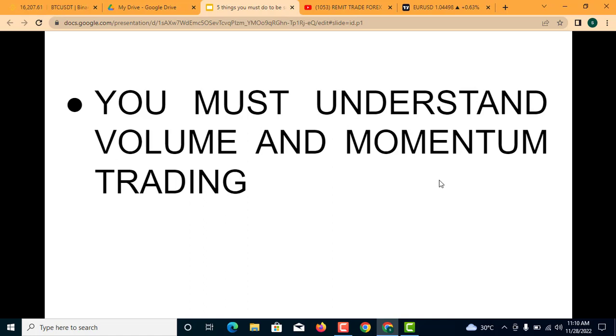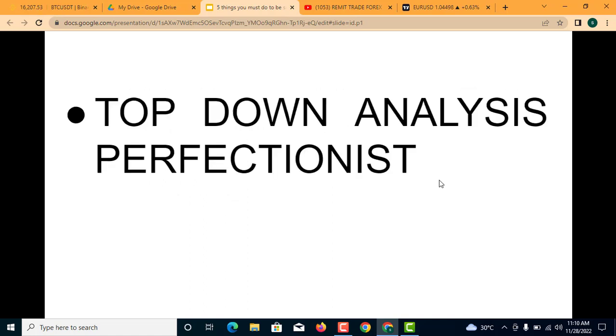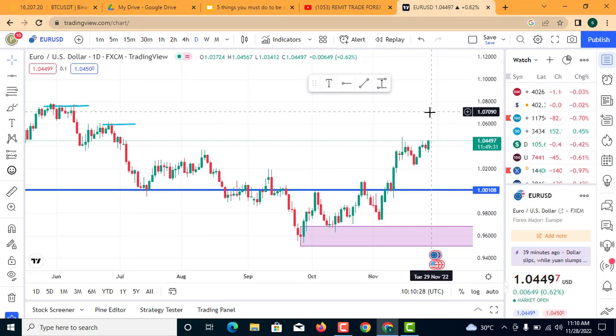The next thing you must do is top-down analysis perfectionism. That means you must perfect your top-down analysis. Why do I call it perfectionist? From the first time of doing top-down, you will not be a perfectionist, but as you begin to practice top-down analysis, you have to become a perfectionist in the long run.